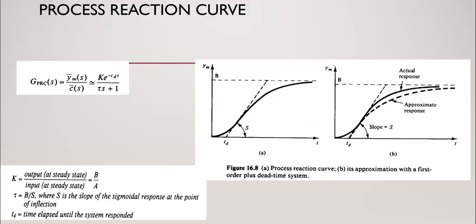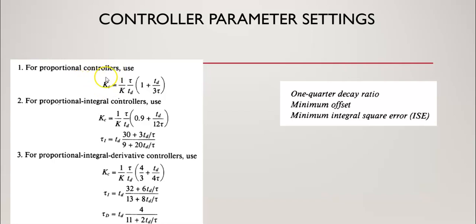By using these three parameters, Cohen and Coon calculated the best controller parameter values for the proportional controller, proportional integral controller, and proportional integral derivative controller. If we know these three values, K, TD, and tau, we can calculate the best controller parameters for any of the feedback controllers. They used the performance criteria of 1/4 decay ratio, minimum offset, and minimum integral square error for getting the best controller parameter values. If it is a regulatory problem, that means if there is any disturbance, obviously the controlled variable will deviate from the set point. In such situations, we can use any type of feedback controller.